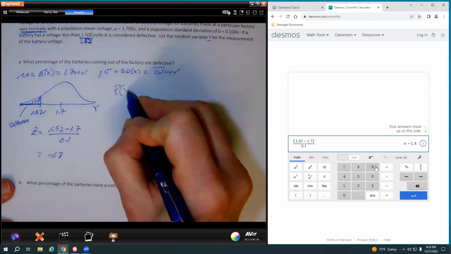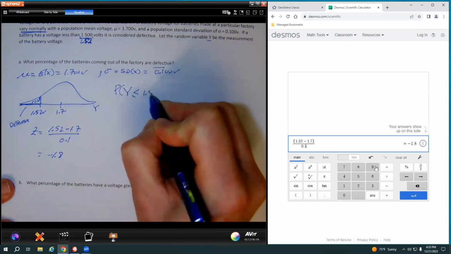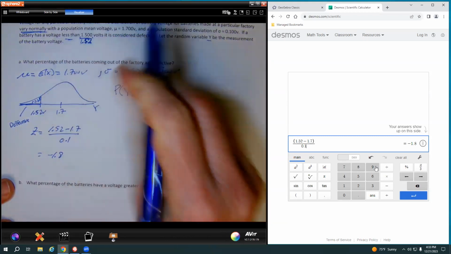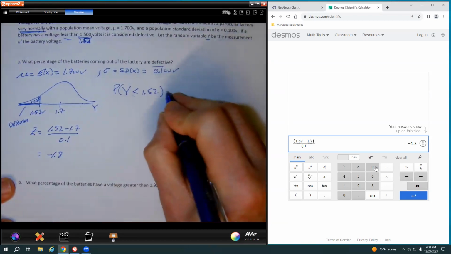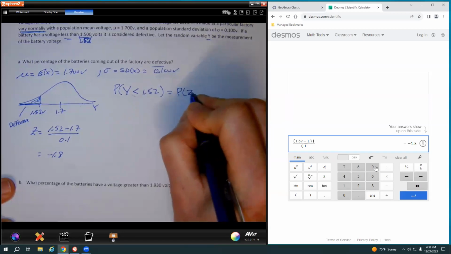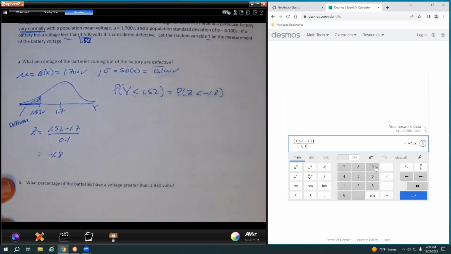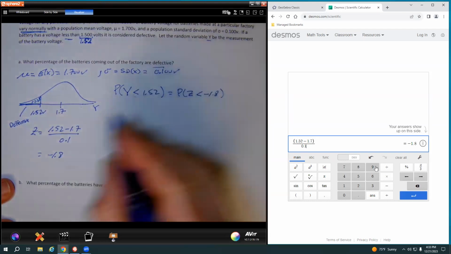Okay, I want my value, which is y, to be less than or equal to, let's say, 1.52 volts. I'm going to just write it exactly as they wrote it. And that as a z-score is negative 1.8. Now, notice this is not exactly one standard deviation, nor is it two standard deviations. It's somewhere in between.